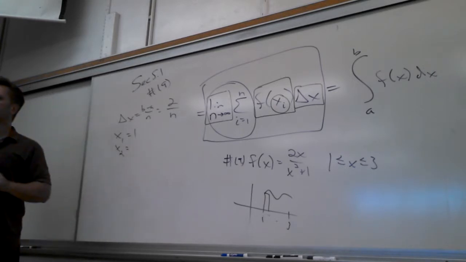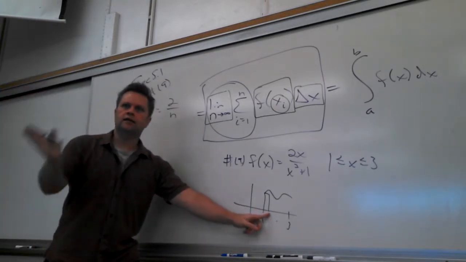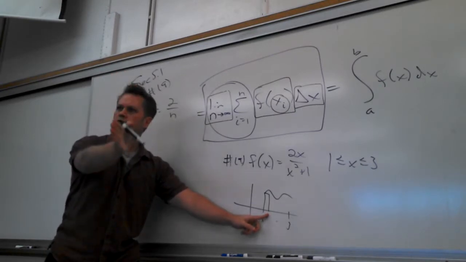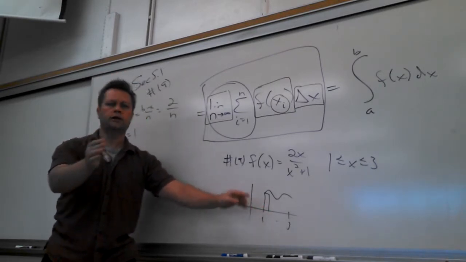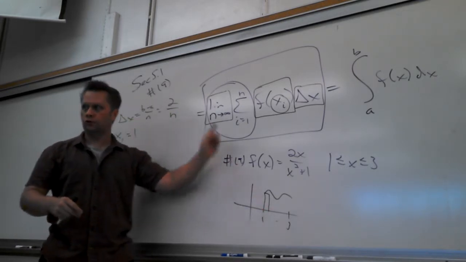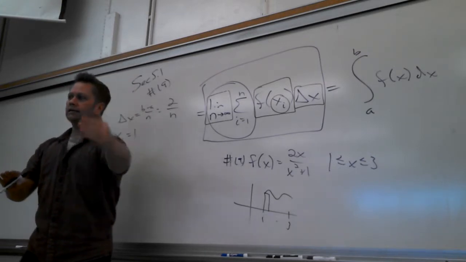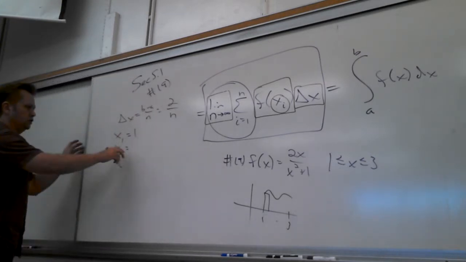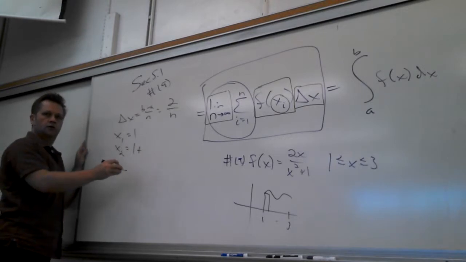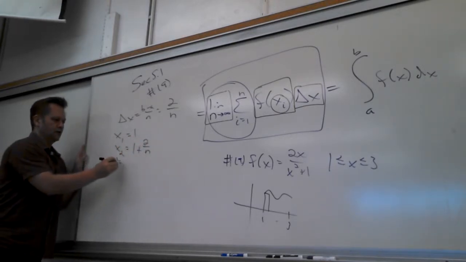This is where things get interesting. How do I tell how far to go to find the next side of the next rectangle? What about 2 over n? Because how wide is this rectangle? 2 over n. So if I start at 1 and I go that much, I get to the next thing, don't I? So what's the next one going to be? Alright, good. And what's the next thing going to be?